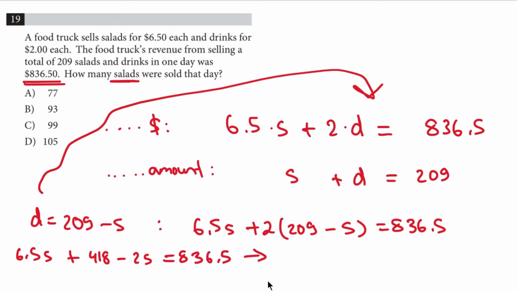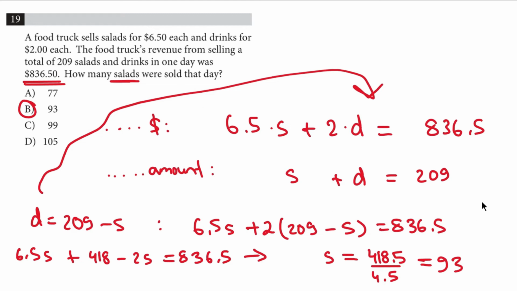And let me simplify, get the unknowns on one side and the constants on the other side. I get 4.5 multiplied by s is equal to 836.5 minus 418, which gives me 418.5. Now let me divide both sides by 4.5 and I will get the value of s. The 4.5 and this one cancel out and I get s is equal to 418.5 divided by 4.5, which gives me 93. So s, or the amount of salads, is equal to 93.